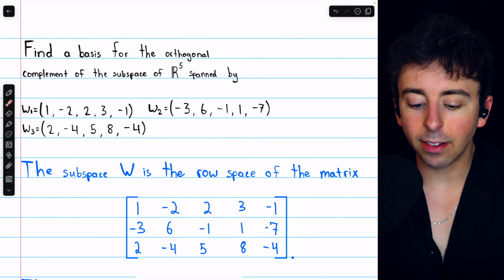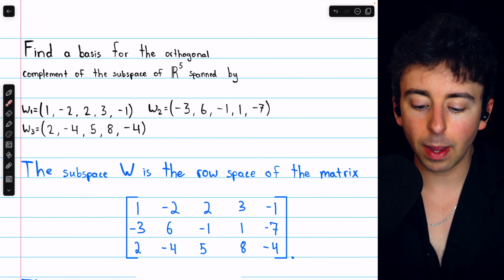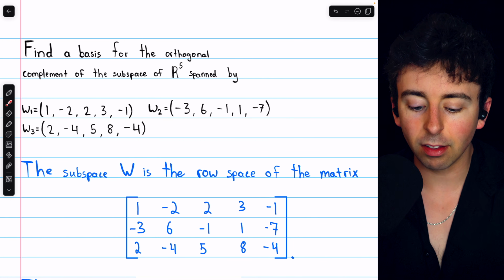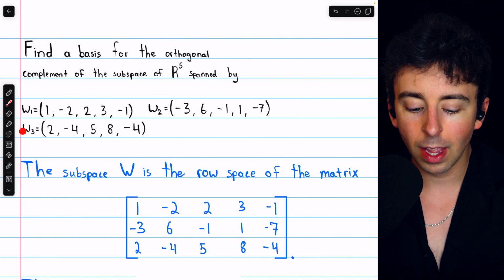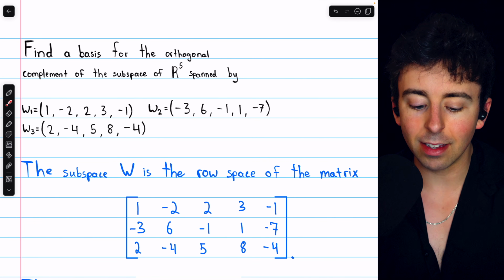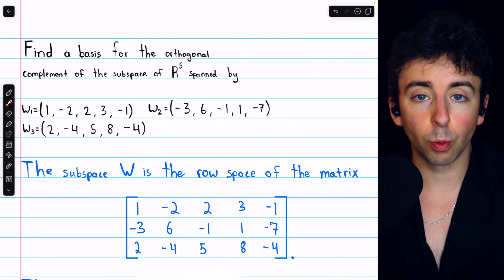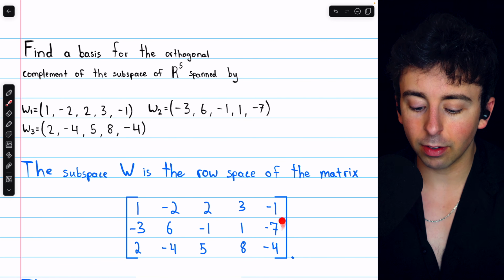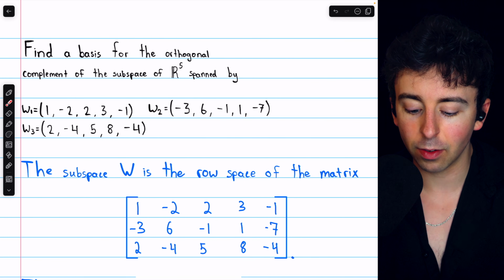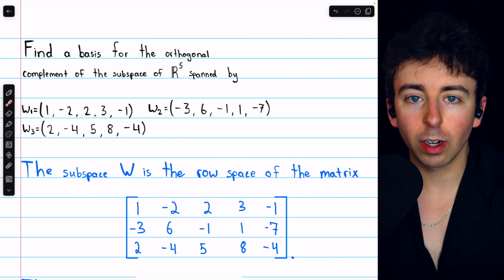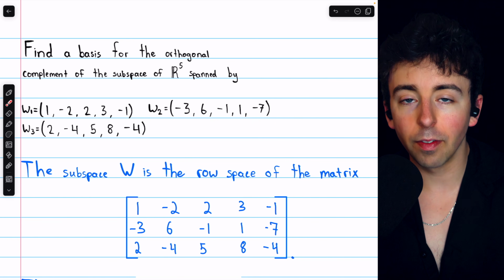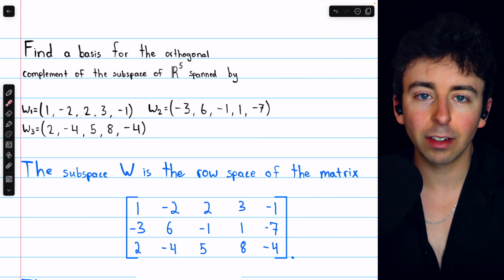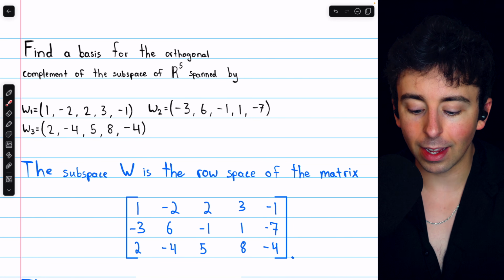We're asked to find a basis for the orthogonal complement of the subspace of R5 spanned by these three vectors, W1, W2, and W3. The subspace of R5 that's spanned by these three vectors is the same as the row space of the matrix whose rows are the vectors. So consider this matrix whose rows are just taken as these vectors. We know that the row space of a matrix is orthogonal to its null space, so finding the orthogonal complement of the subspace that's spanned by these three vectors is equivalent to finding the null space of this matrix.